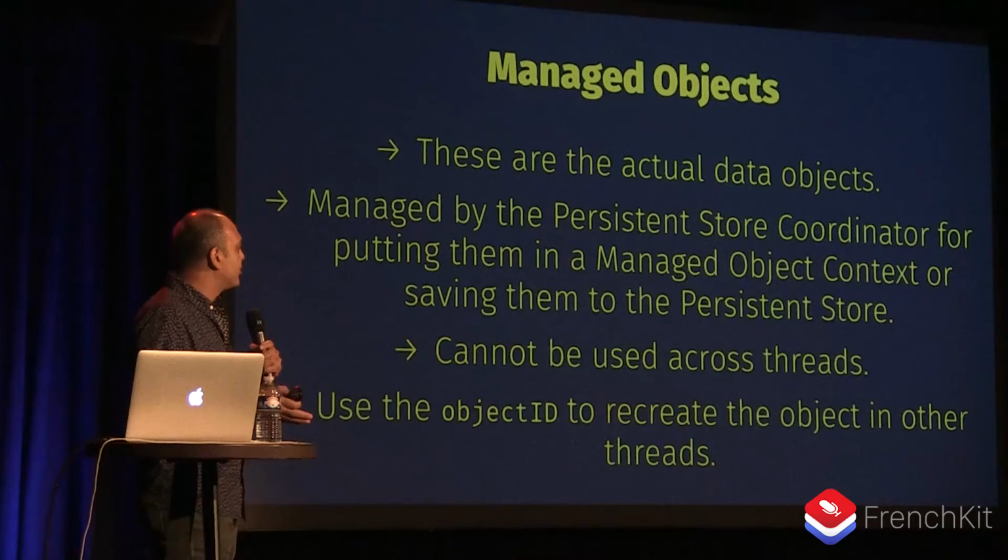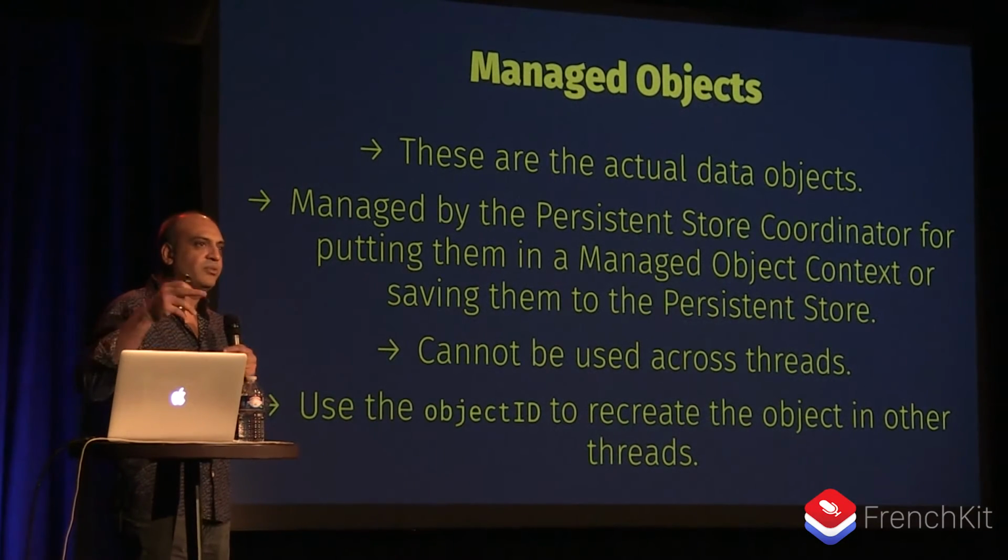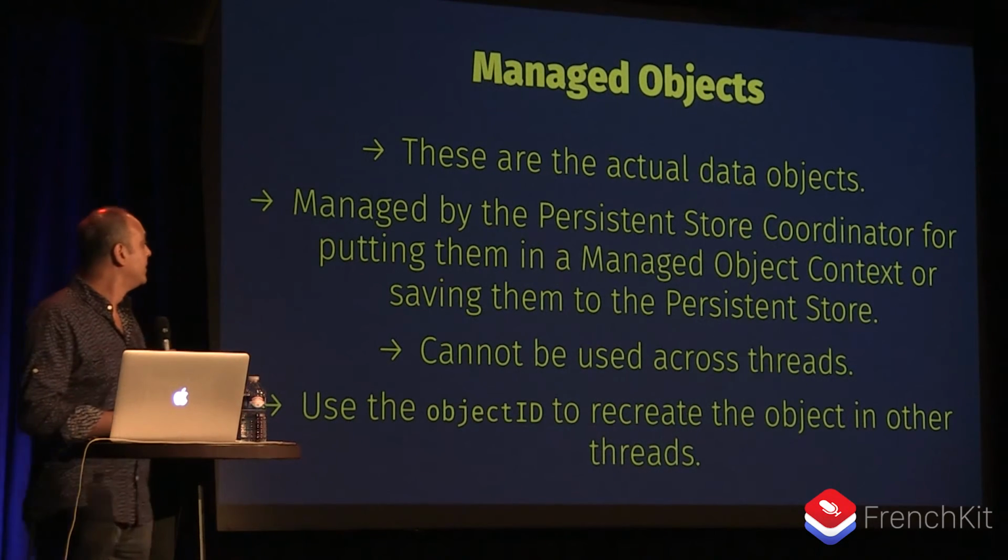The only thing you can do is pass the object ID across, which is a unique reference, or how you get uniquing. So you pass the object ID to another context, and you tell that context to load that object with that ID. It's a lot simpler than it sounds.